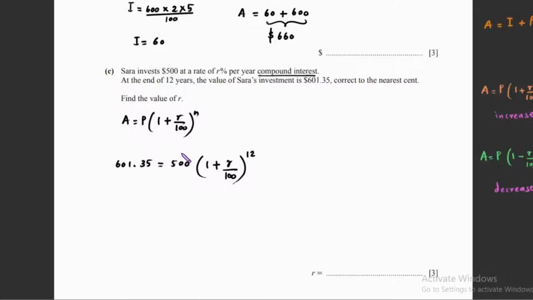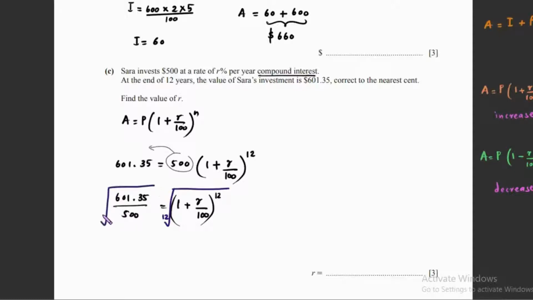So first, I'm going to bring this 500 to the other side because I need to isolate R. So when I bring it to the other side, it gets divided. And I have 1 plus R over 100 to the power 12. But I need to get rid of this power 12. So to get rid of that power 12, I'm going to find the 12th root. So when I find the 12th root of this answer, this will actually give me what 1 plus R over 100 is. The reason is the 12th root and the power 12 will cancel off.